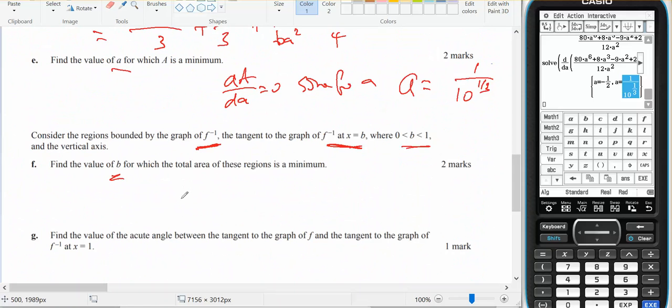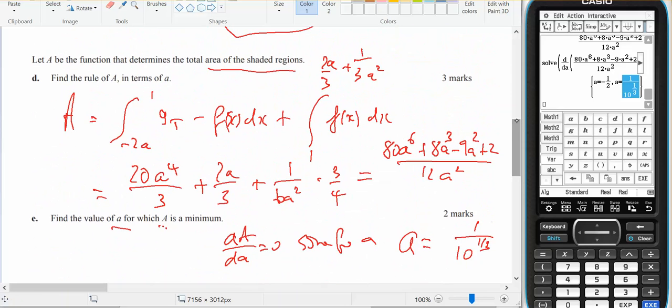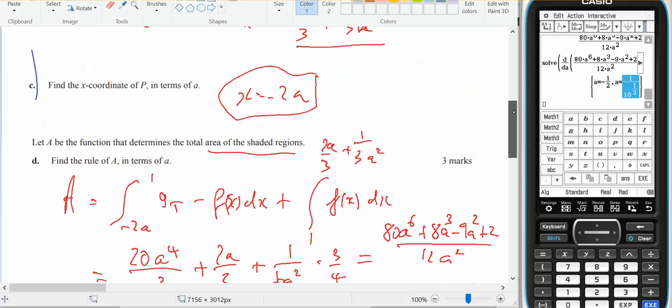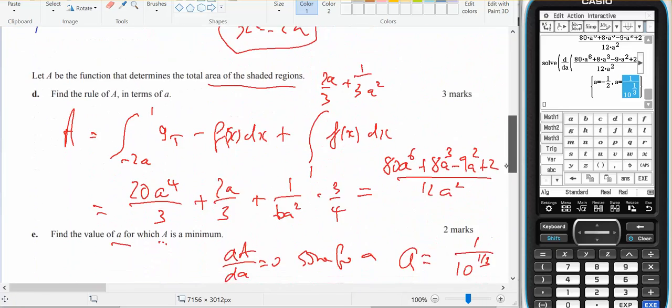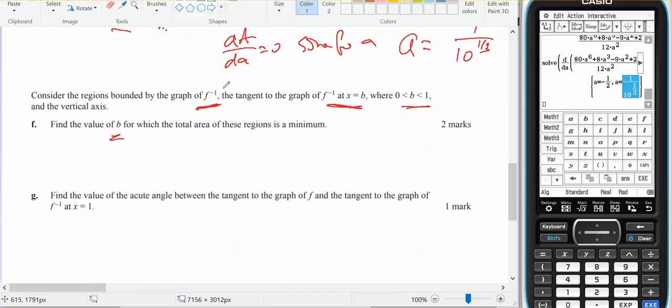So this area is the same as this area up here, because if I've got between function f and its tangent at this point between 0 and 1, and I'm minimizing this area, then if I consider the inverse of the function, the tangent of it, and where is it going to be a minimum, it's going to be the same values.